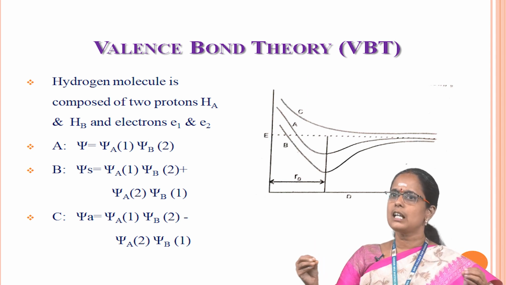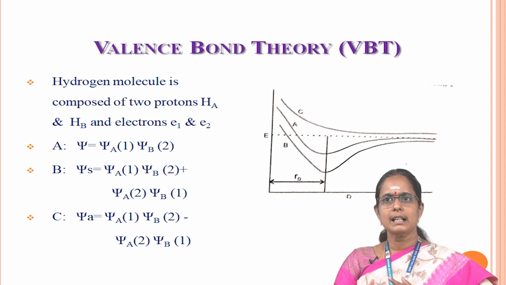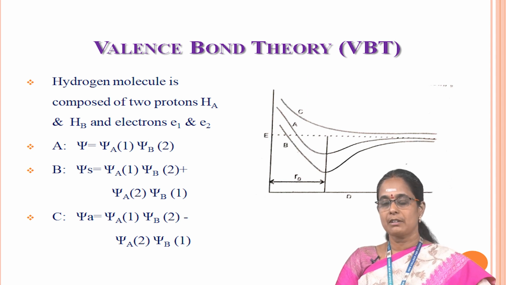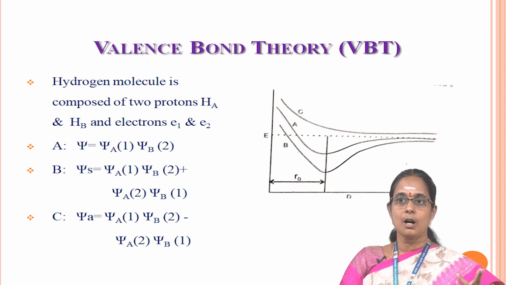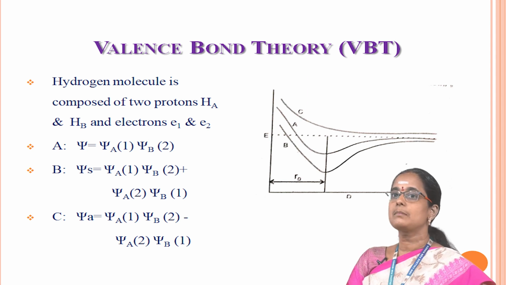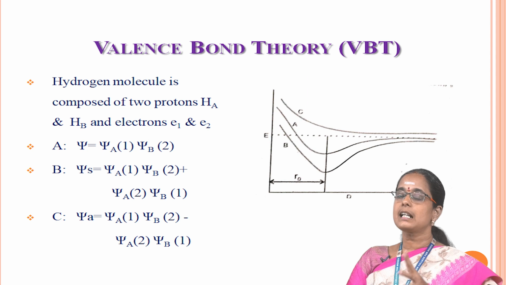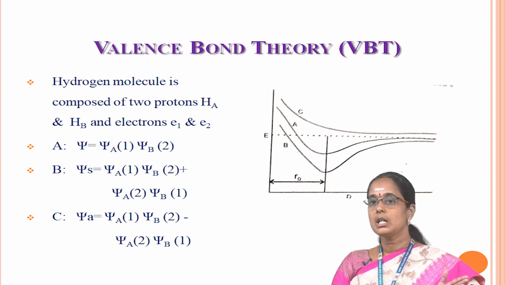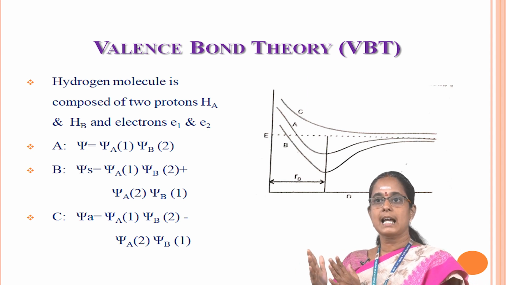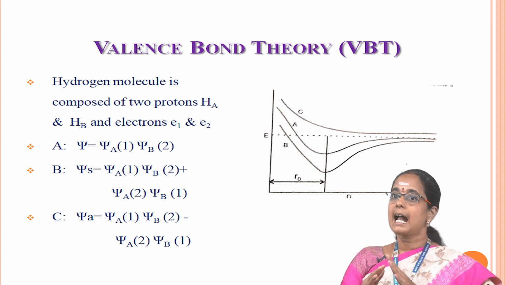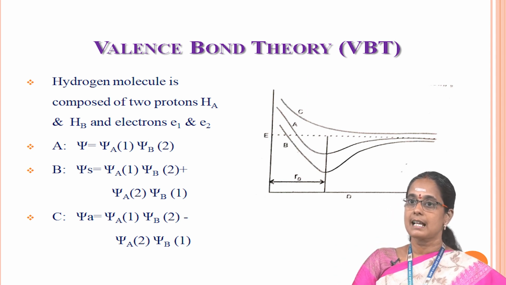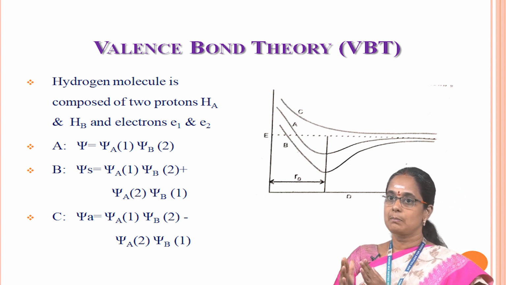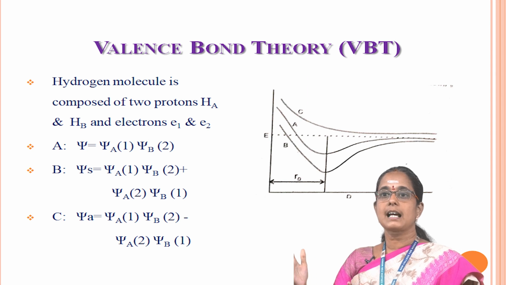Now the law of linear combination can be used for calculating the wave function psi. There are two possible wave functions: one is the symmetrical combination and the other is the antisymmetrical combination. The symmetrical combination is represented as psi s, which is psi A1 psi B2 plus psi A2 psi B1. The antisymmetrical combination is represented as psi a, which is psi A1 psi B2 minus psi A2 psi B1.